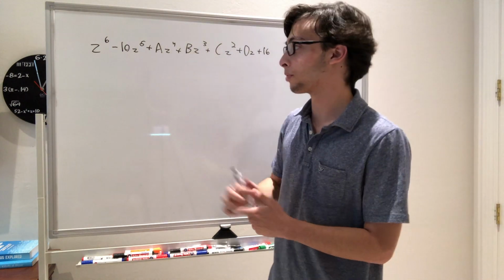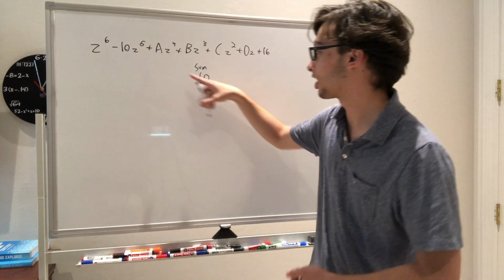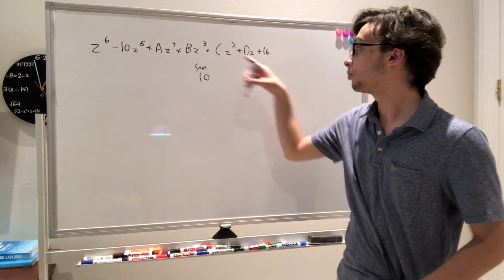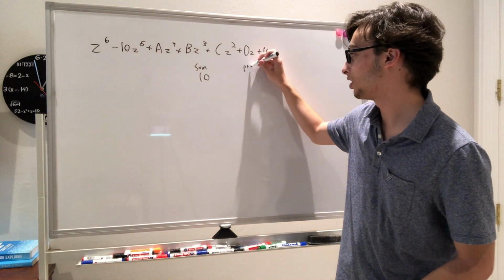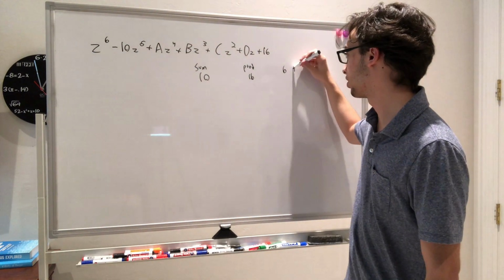Because we know that the sum of the roots is negative b over a, in this case 10, and we know that the product of the roots, because it's an even-degree polynomial, is going to be 16. So the product must be 16. And remember, because this is to the 6th power, there's going to be 6 total roots.